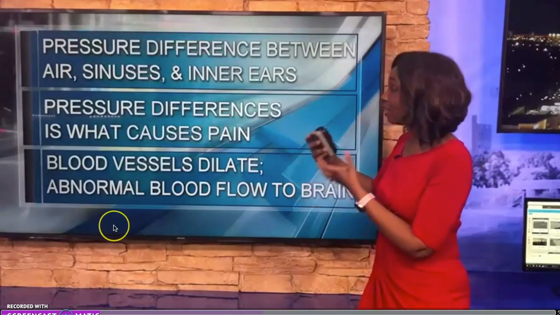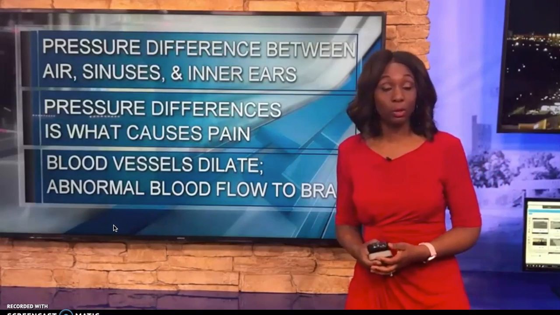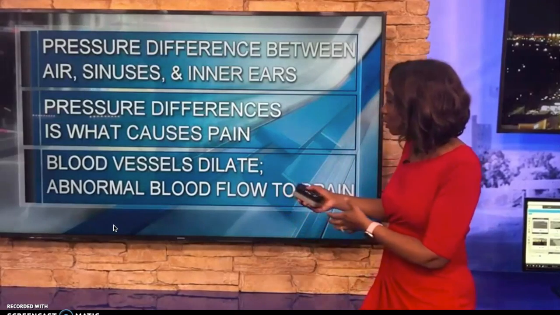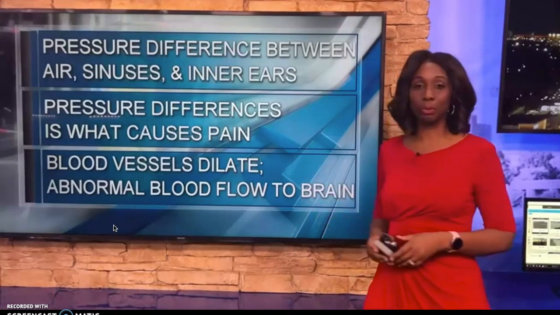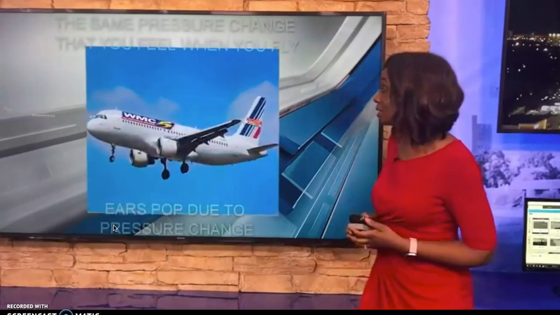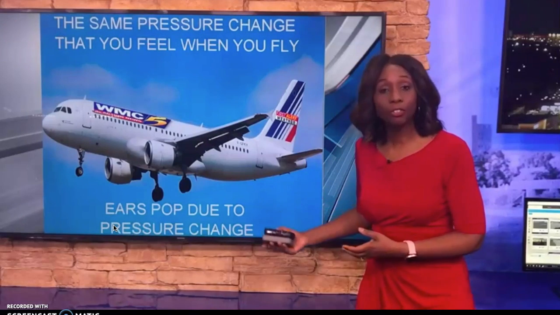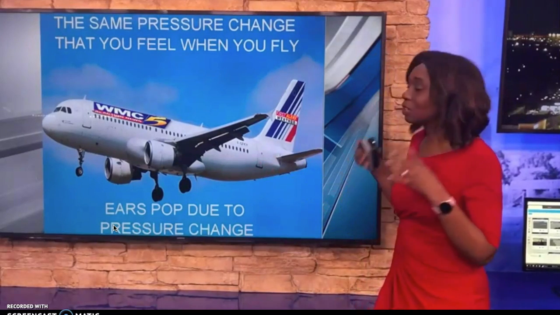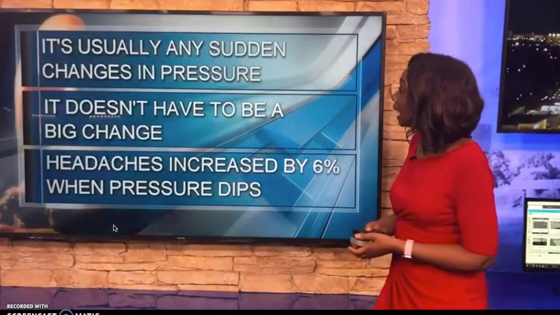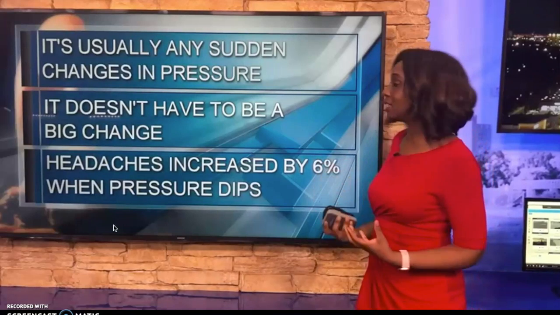You know, the pressure of the air surrounding us compared to that in our sinus cavities and in our inner ears. The differences between those is what causes pain. We get blood vessels that dilate, abnormal blood flow to the brain. That's what causes our heads to pound, or at least some of us. Now, it's the same concept, the pressure changes and differences, like when you fly. You head to those high altitudes and you get your ears popping because the pressure is changing so rapidly as you fly. And it's usually a sudden change in pressure that causes the headaches or the aches in your body.